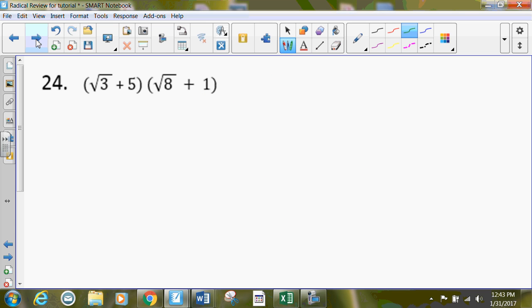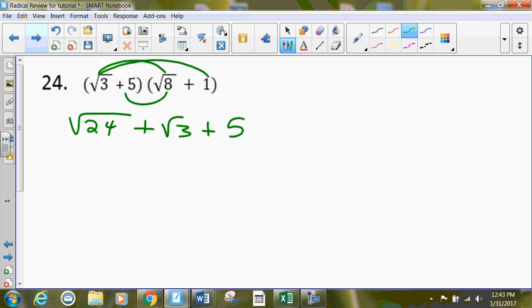Okay, two binomials being multiplied again. Here we go, now we're distributing. This is only the second problem that we've had to distribute. So root 3 times root 8, we know that's root 24. Root 3 times 1, we know that's root 3. 5 times root 8 is just like 5 times x, so in this case it's 5 root 8. And then 5 times 1 is 5.